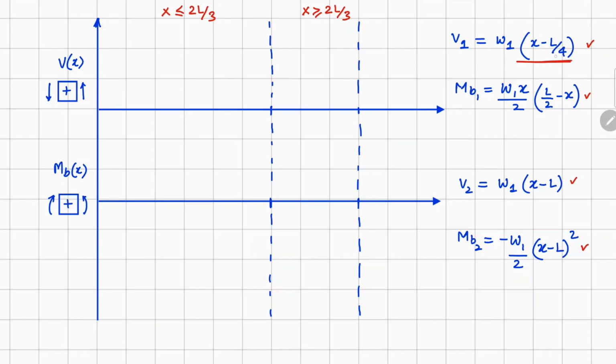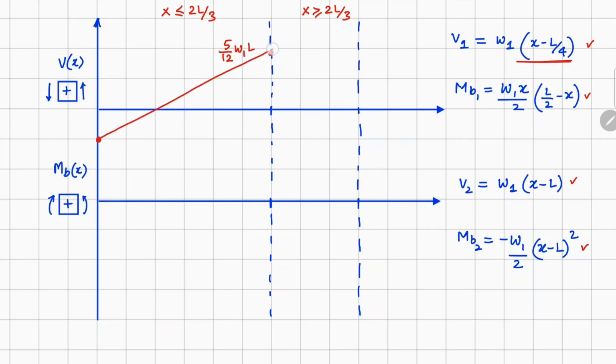So when I check this value at x equals 0, I get minus w1 l by 4. So maybe I'll have a negative value somewhere here. When I substitute x equals 2l over 3 here, I will get a positive value, which is 5 over 12 w1 l on the positive side. So now I can connect these two with a straight line.